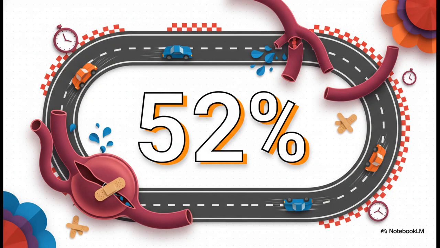And the stakes? They could not be higher. A major analysis found that when a repaired aneurysm ruptures years later, a type 1 endoleak is the culprit in over half of all cases, 52%. So the takeaway is crystal clear. Finding and fixing a type 1 leak isn't optional. It is a race against rupture.